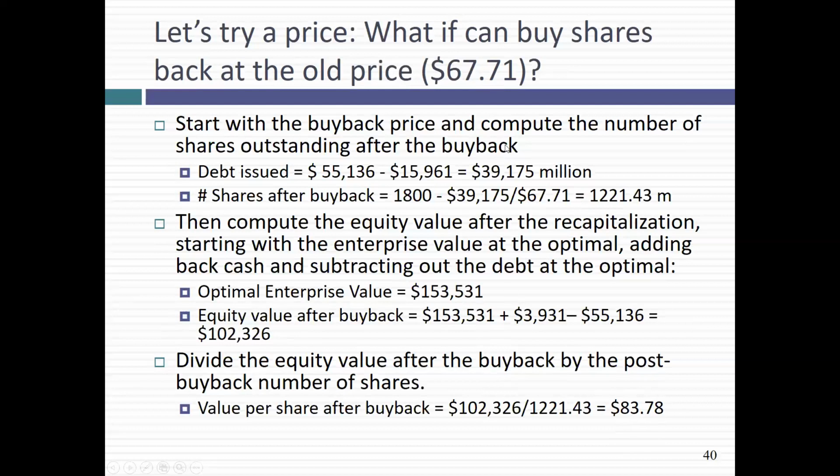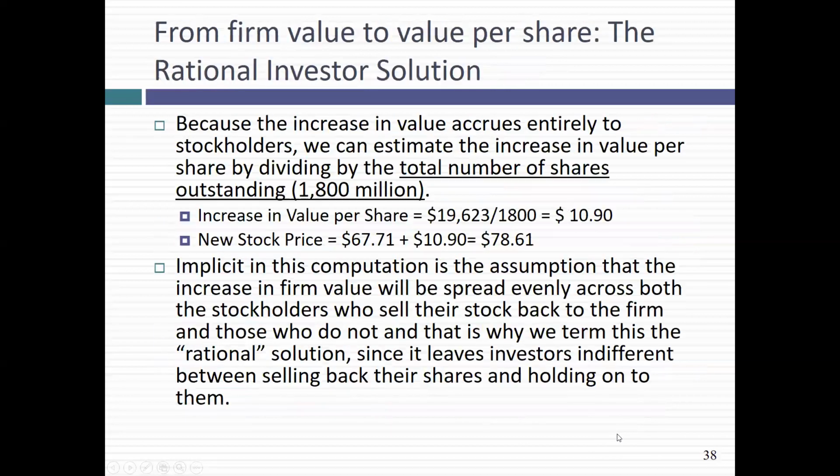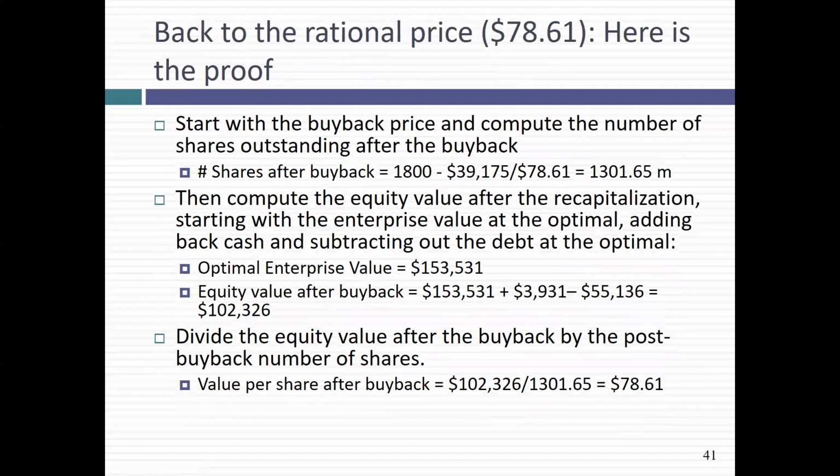Another way to say this is that we would expect the actual value per share after the buyback to be somewhere between these. And as you recall, at 78.61, everyone, regardless of whether they sold their shares back or not, equally benefits. Now I can actually prove that. So here's proving that the rational price is 78.61. I'm going to go through the same calculations we just did previously. The number of shares after the buyback is the number of shares we had initially, minus the number of shares we purchased in the buyback.